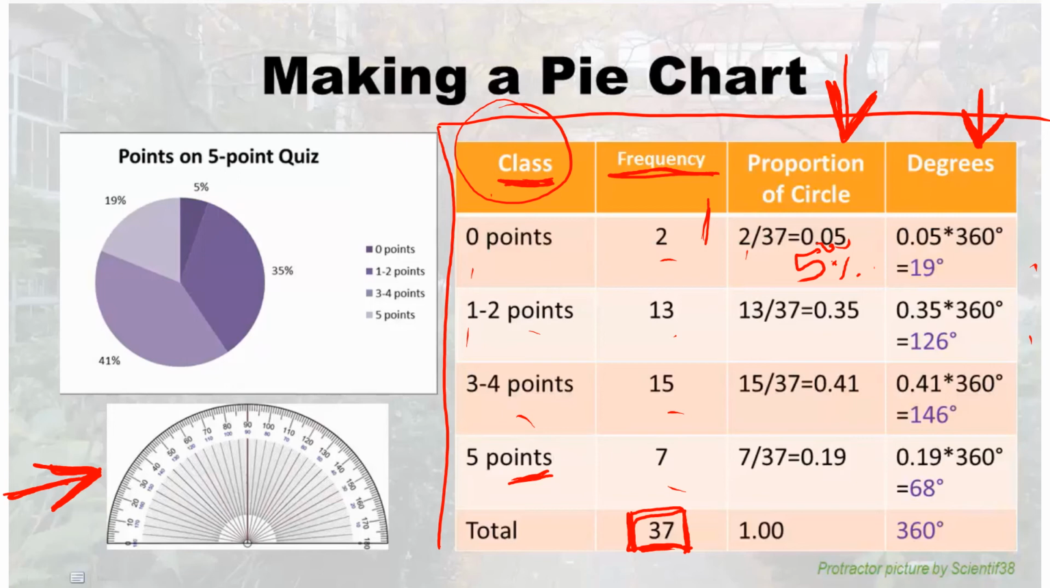So this is 5%. All right, then in the 1.1 to 2 point class, we have 13 students divided by the total, which is 37. And then you're going to get 0.35, which means 35%. Okay, and so on and so forth. So you're going to do that same method all the way down. Boom, and then there you go.